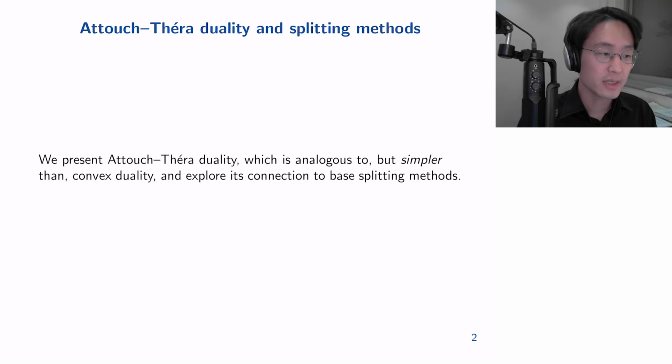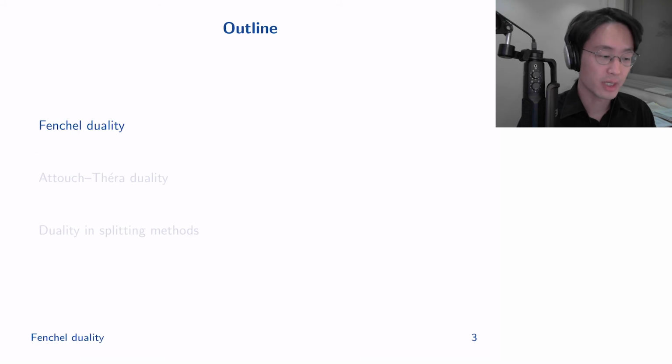We then discuss the intimate connection of Attouch-Thera duality with the base splitting methods that we had studied in Chapter 2. The outline of this chapter is as follows. First, we will review Fenchel duality, then we'll present Attouch-Thera duality, and then we'll explore the connection of Attouch-Thera duality with the base splitting methods.